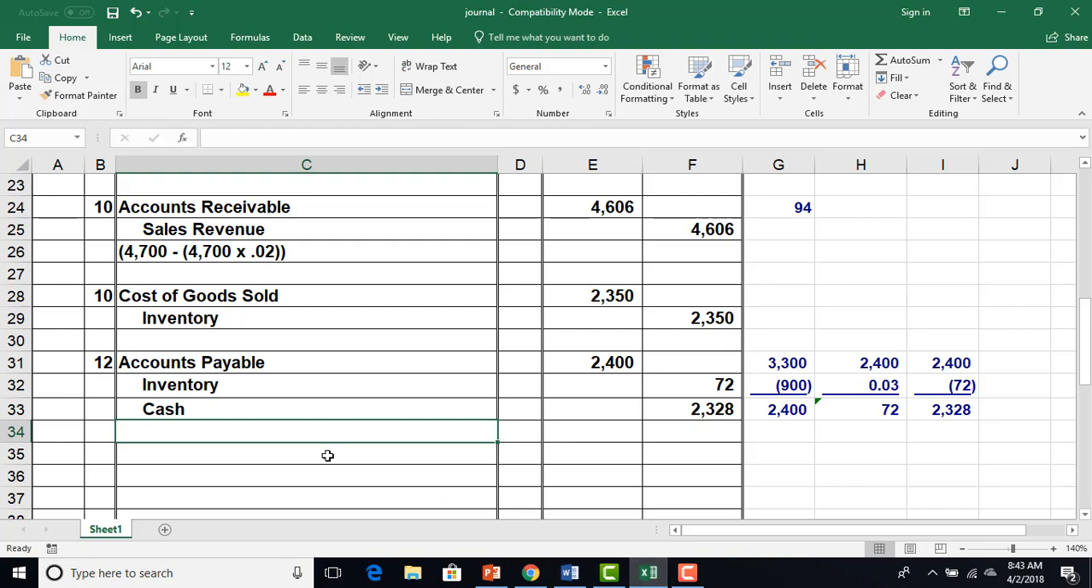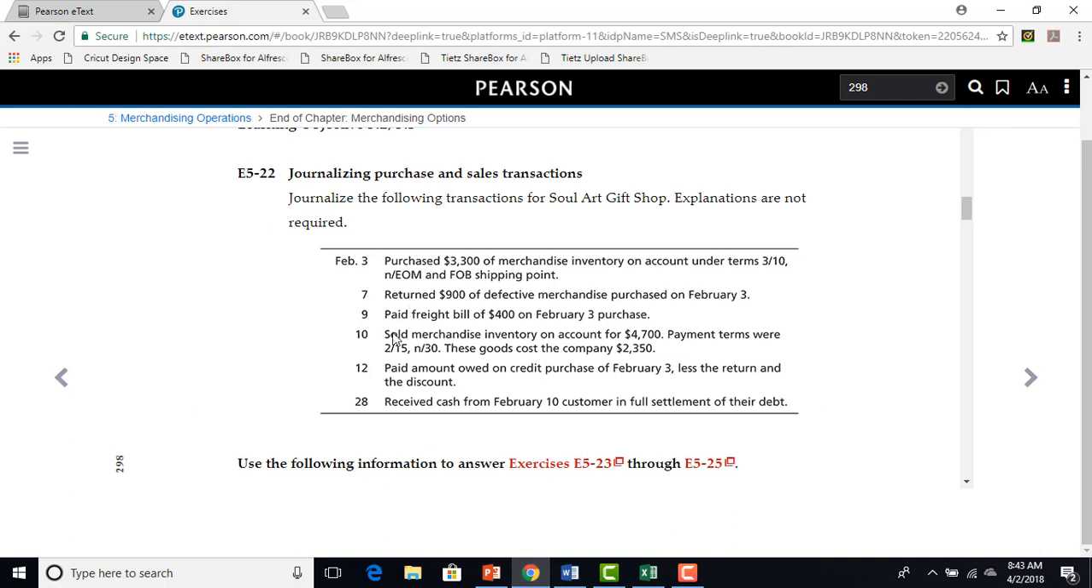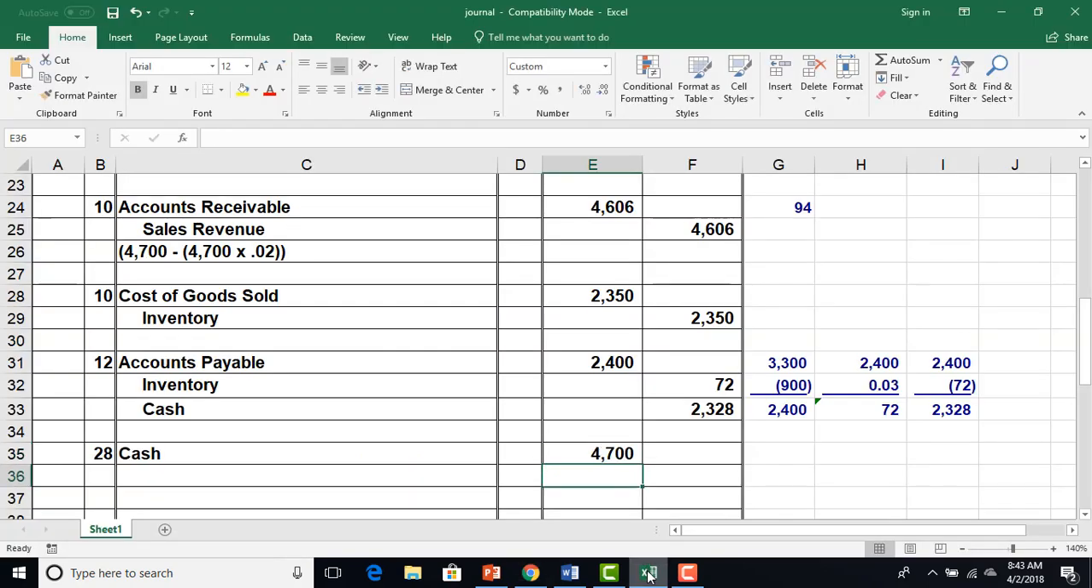My transaction on the 28th is going to look like this: I'm going to debit cash. My debit to cash is for the gross amount of that sale, because they had to pay me the full amount from the 10th. $4,700 is the amount they have to pay me, so I'll debit cash for $4,700. Next, I'm going to credit accounts receivable, for the amount that will zero out that account. Looking back at these transactions, I've only put one thing into accounts receivable, a debit for $46.06. So I'll credit accounts receivable for $46.06.